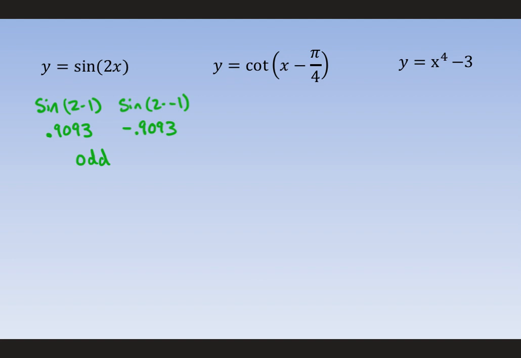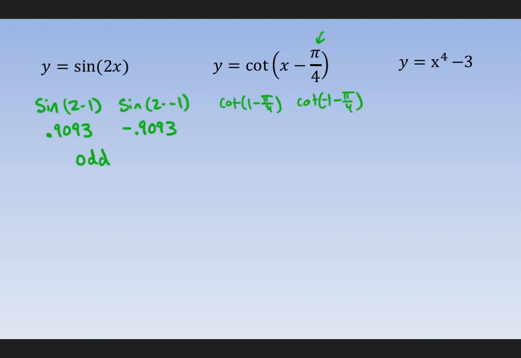So we have cotangent. This is one thing that's kind of important. As you're doing these problems, if there is radians being plugged in like there is here, make sure your calculator's in radians mode and not degrees mode. That's going to be kind of a big deal. But I'll do my same process as before. So I'm going to do the cotangent of 1 minus pi over 4, and I'm also going to do the cotangent of negative 1 minus pi over 4 and see what happens.